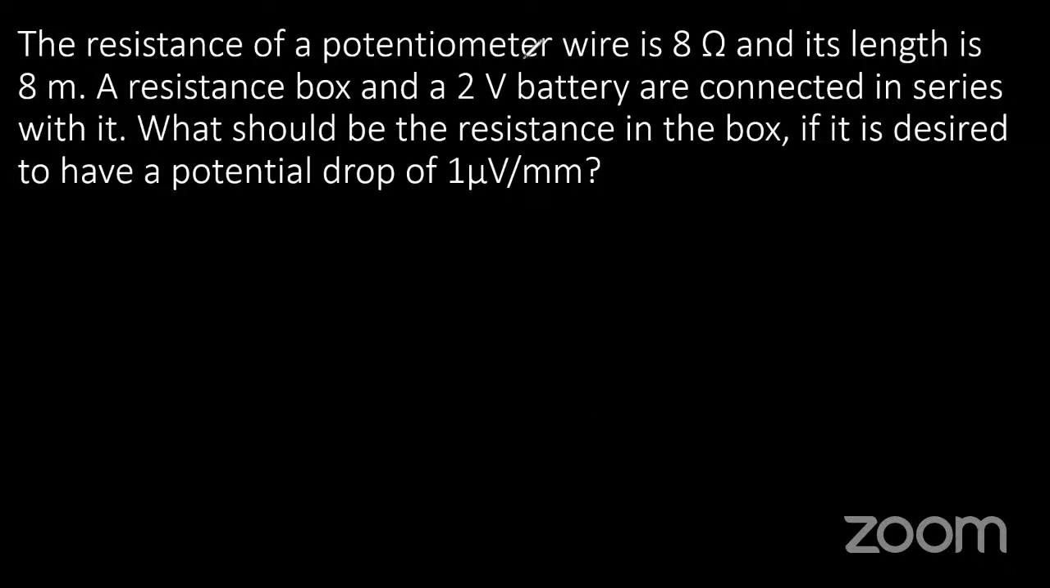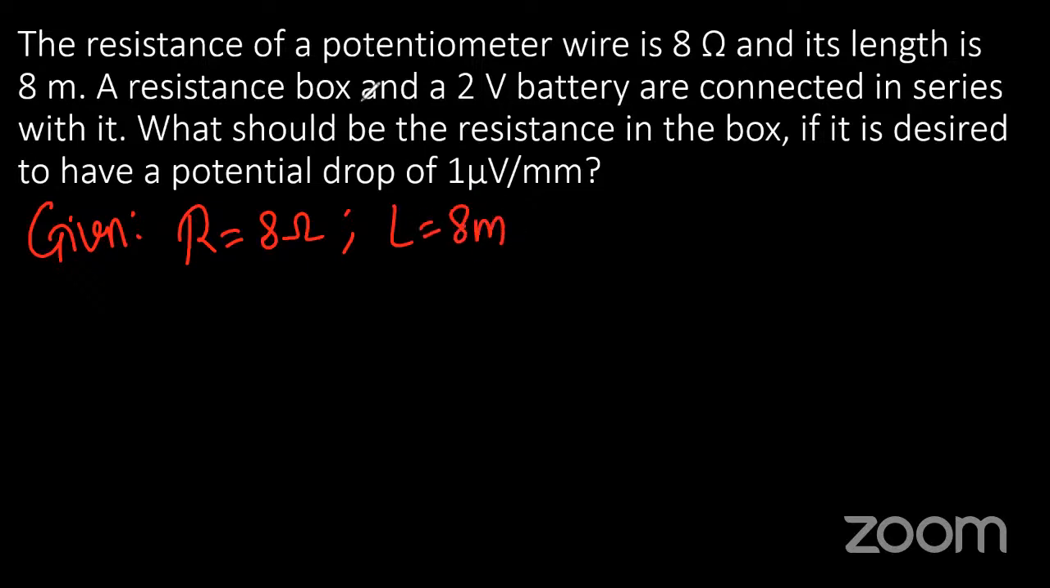So let's write the given first. A resistance of potentiometer wire is 8. So resistor कितना दिया है? 8. Length is 8 मीटर. ठीक है. Resistance box and 2 volt battery, मतलब EMF कितने का है? 2 volt. Connected in series with it. ठीक है. What should be the resistance in the box if it's desired to have a potential drop of 1 microvolt per millimeter? तो हमने yesterday solve किया था.